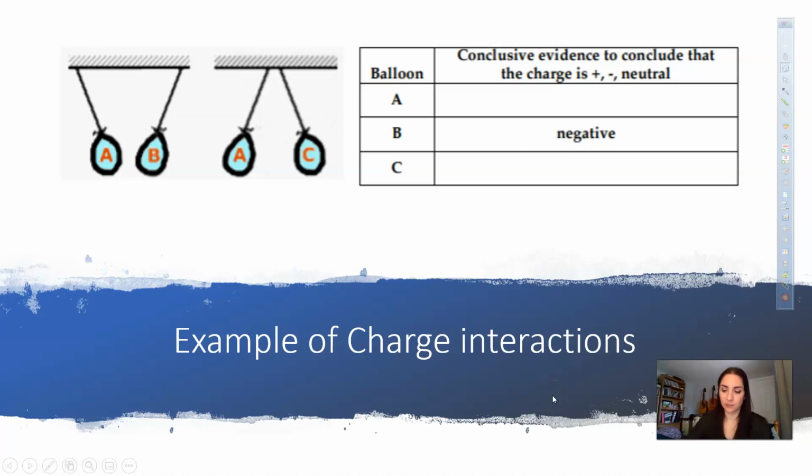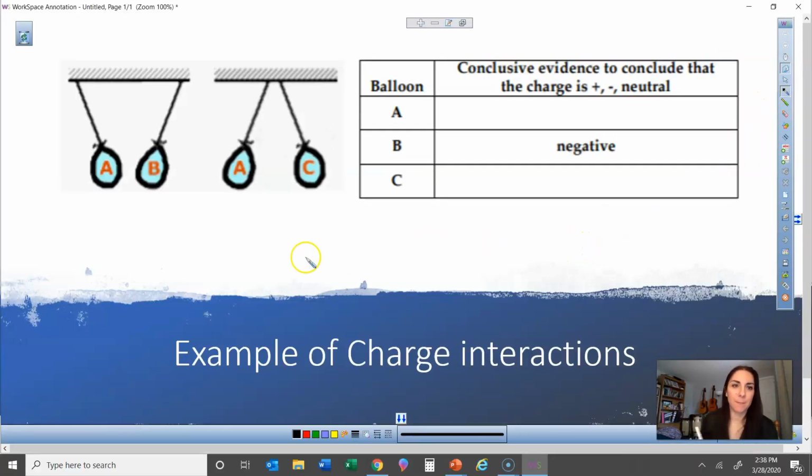Ooh, this one's fun. This is a thinking one. Like I said, this can escalate really quickly. So we know for a fact that B is negative. B is in fact negative. And the question is, what is A and C? Well, A and C are repelling each other, which means these have to be the same type of charge. And if that's true, then A has to be charged and has to be positive. And C has to be the same because it's repelling, so C is also positive, like that.